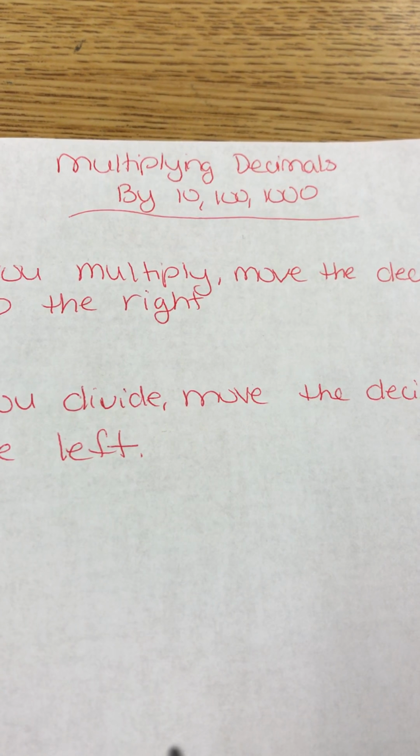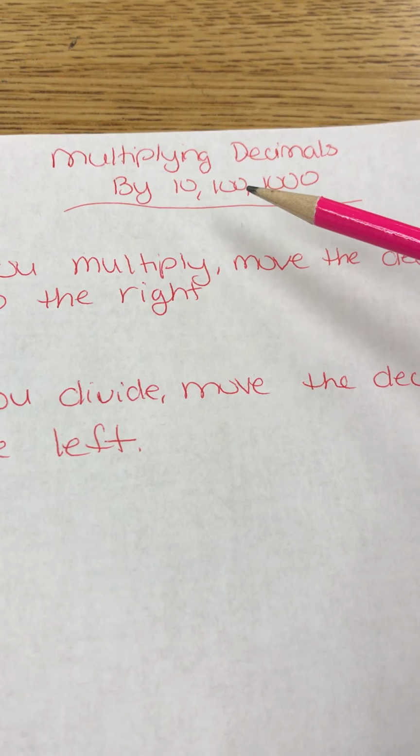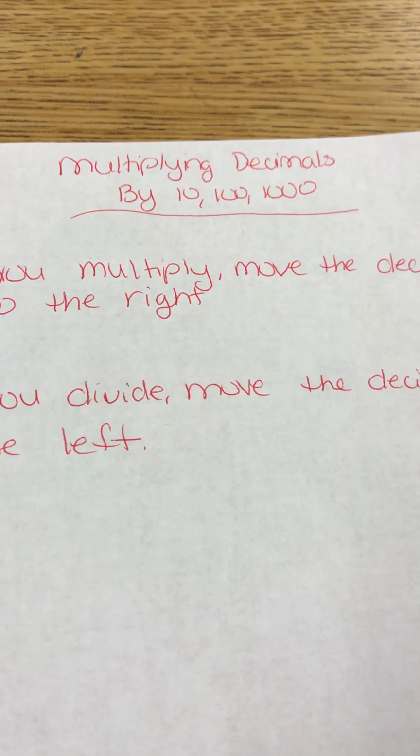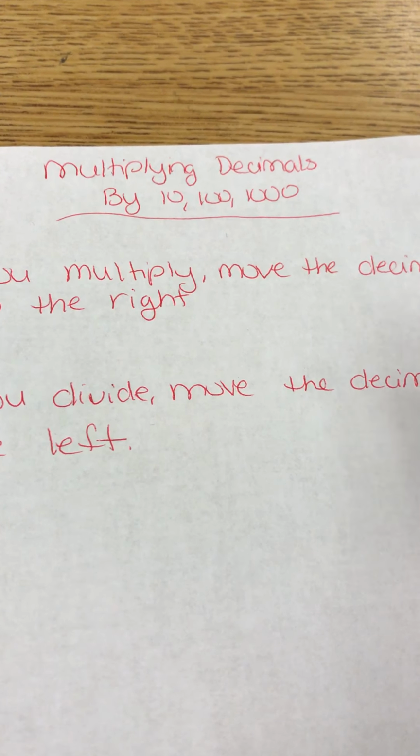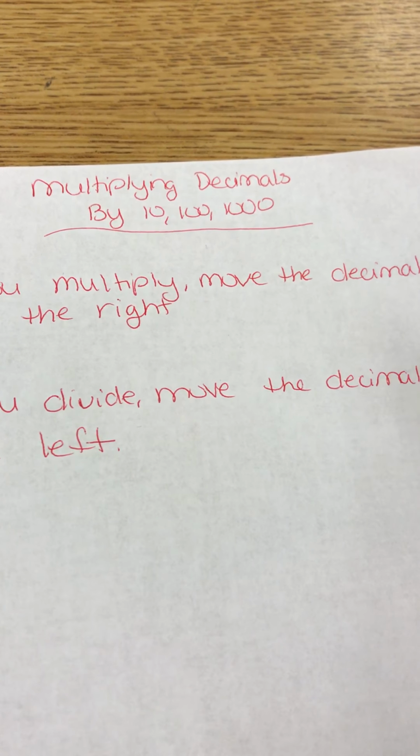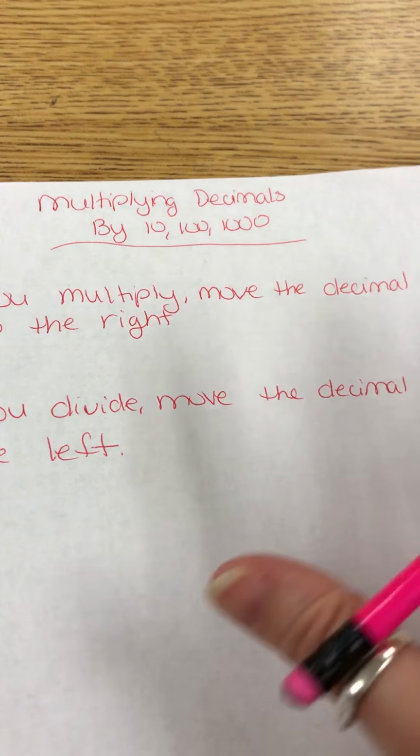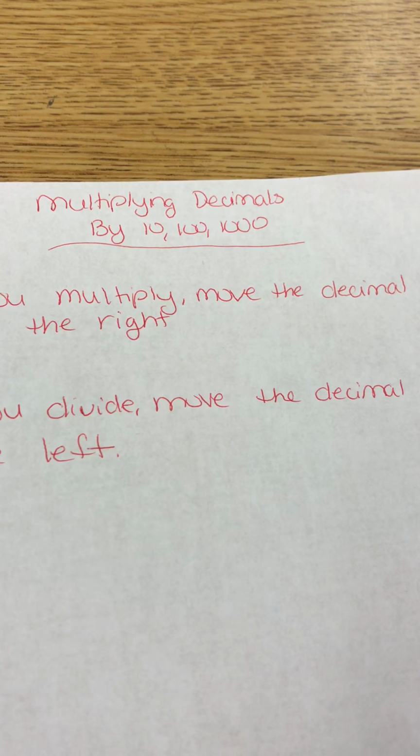This video is on the process of multiplying decimals by 10, 100, and 1,000. This process would also work for larger numbers as well, 10,000, 100,000, and up from there. You would just follow the same process as the steps that I'm going to walk you through.